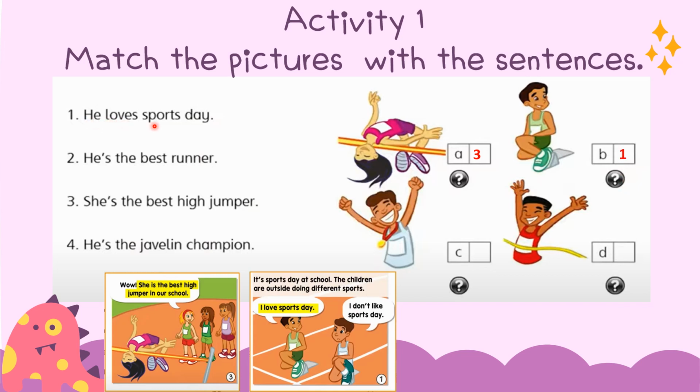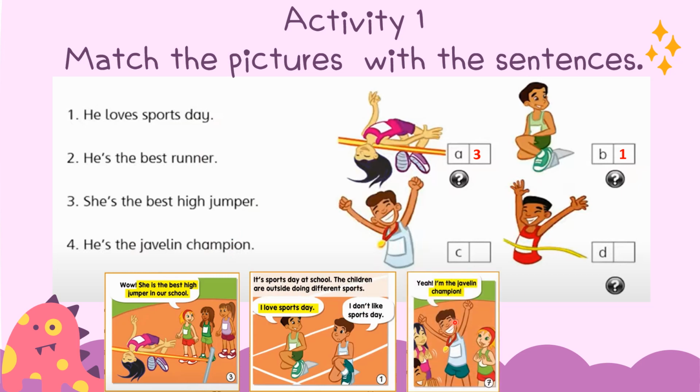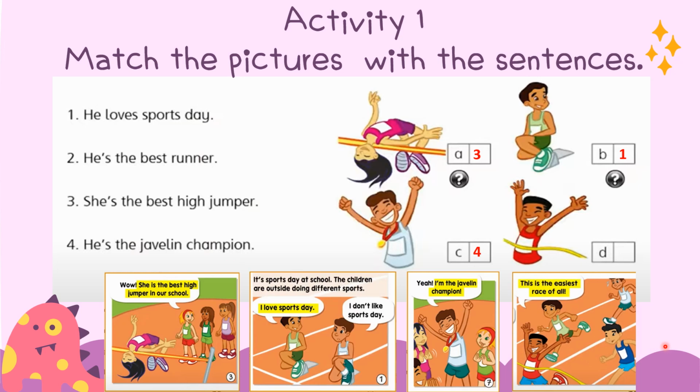He loves sports day. What about picture C? Of course, you can guess the answer, right? Okay, based on the story. Yay! I'm the javelin champion. So, of course, the sentence is number 4. He is the javelin champion. And for D, this is the easiest race of all. Okay, so he is the best runner will be the correct answer.